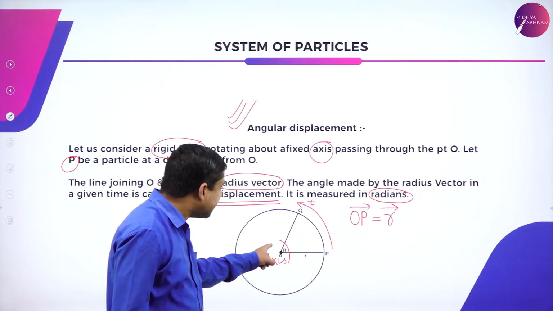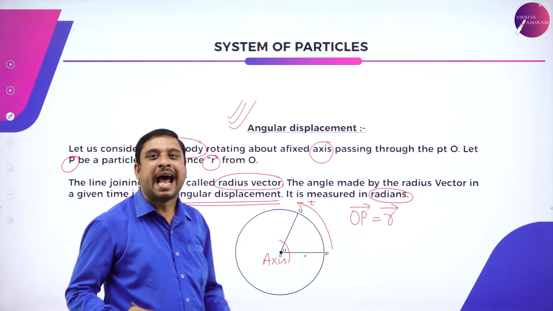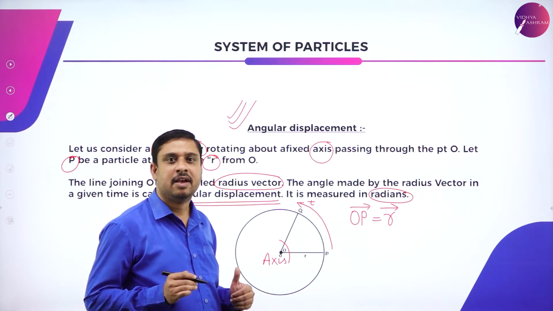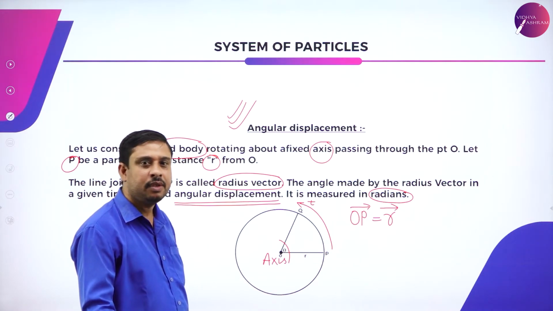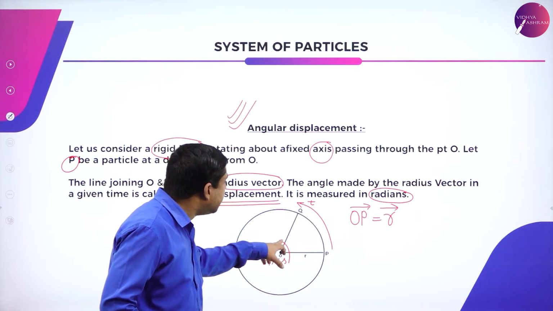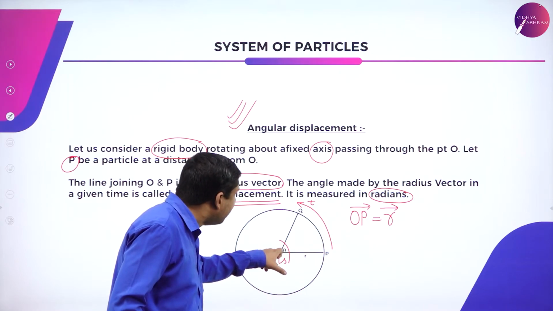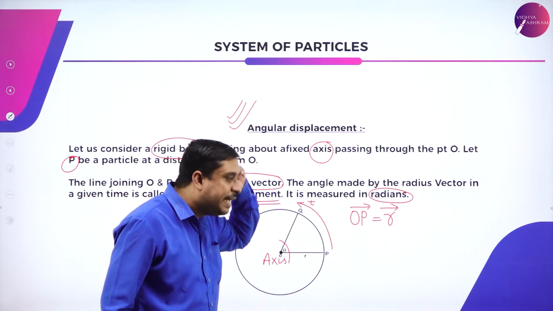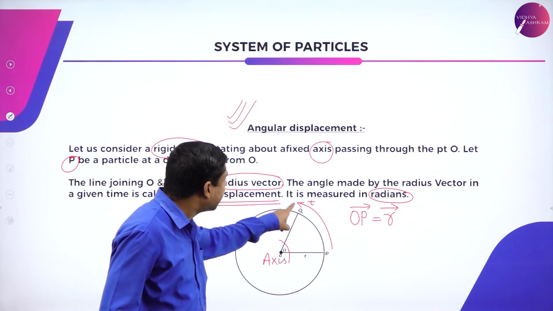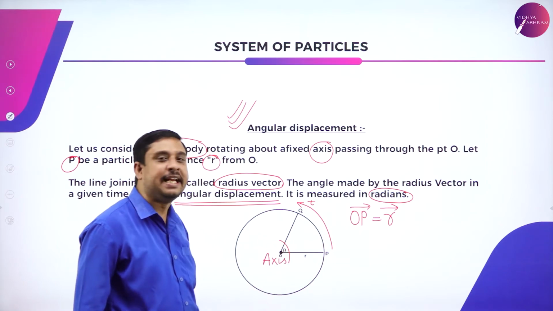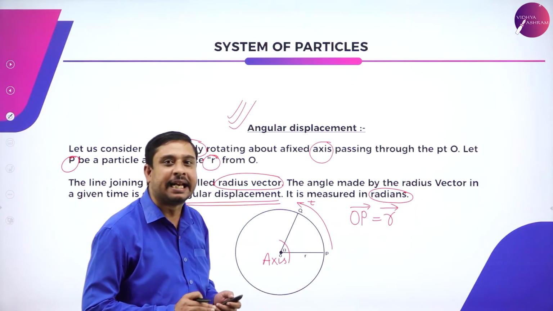Notice? So beautiful. The straight line which joins the center, the so-called axis of rotation, with the particle is called the radius vector, and the angle described by the particle, or you can say the radius vector, with the axis in a certain interval of time, is called angular displacement. The particle is getting displaced by defining some angle, and this angular displacement is measured in radians.